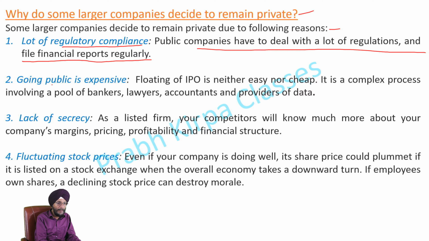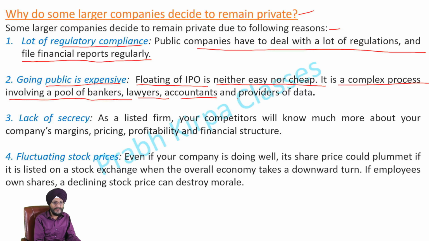Next point is going public is expensive. Floating an initial public offering is neither easy nor cheap. It is a very complex process which involves a large number of bankers, lawyers, accountants, and providers of data. Next point is lack of secrecy. As a listed firm, your competitors will know much more about your company's margins, pricing, profitability, and financial structure.